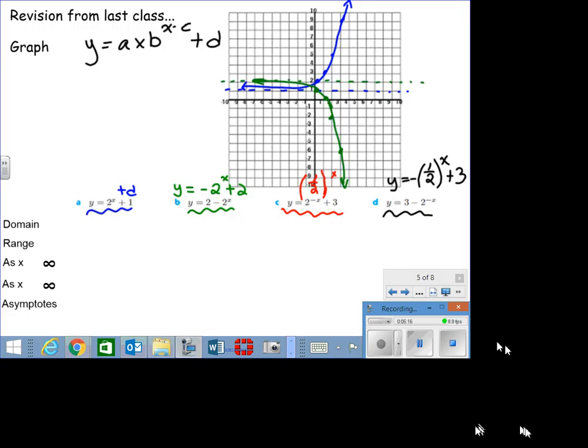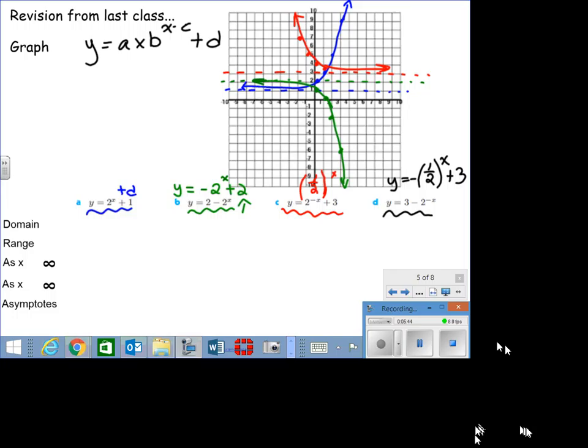On my green graph, I have a horizontal asymptote at y = 2 because I had that vertical shift up 2, and it's reflected because of the negative a coefficient. Let's go ahead and look at our red graph. For our red graph, we had a vertical shift up 3, so now my horizontal asymptote is up at 3.